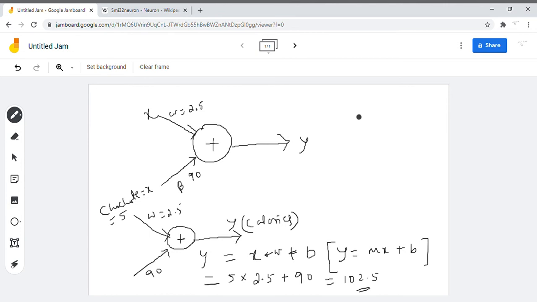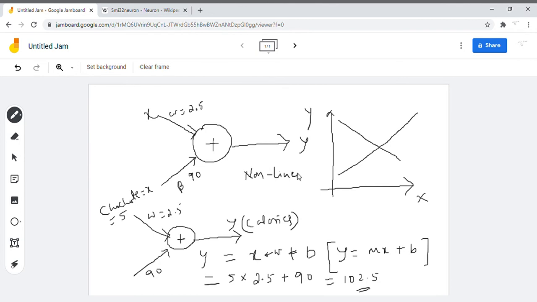Remember guys, in the real world, your data is not always linear in nature. You cannot always say that there is x, there is y, and there is always a linear relationship. As x increases, y is also increasing, and as x decreases, y is also decreasing. This is not always true in the real world, because there is always some non-linearity in the data. You should always show something called non-linearity in your data.